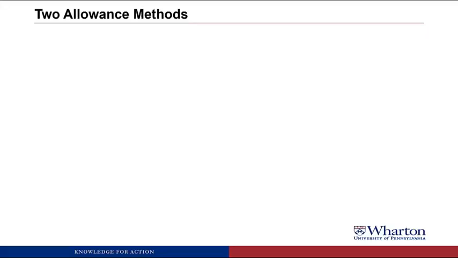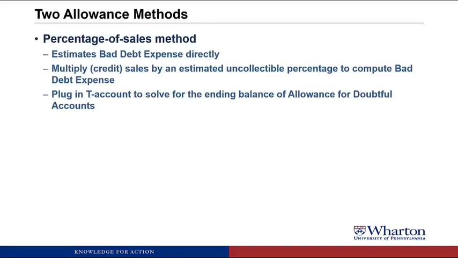There are two basic methods that are used to calculate the amount of uncollectible accounts. I know accounting almost seems like Noah's Ark, where there has to be two of everything. But anyway, the first method is called the percentage of sales method. This method estimates bad debt expense directly. The way you calculate bad debt expense is you multiply either total sales, or if you have it, credit sales, by an estimated uncollectible percentage to compute bad debt expense. So in other words, you take all of your credit sales, you estimate what percent of those you're never going to collect in cash. That's going to be your bad debt expense. We plug it into the T account and solve for the ending balance of allowance for doubtful accounts.